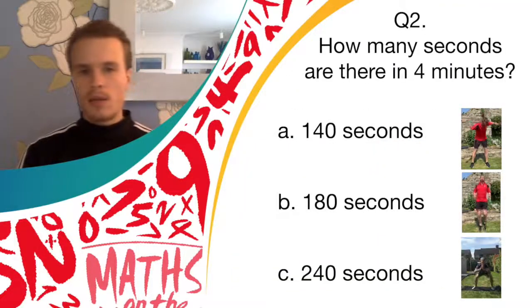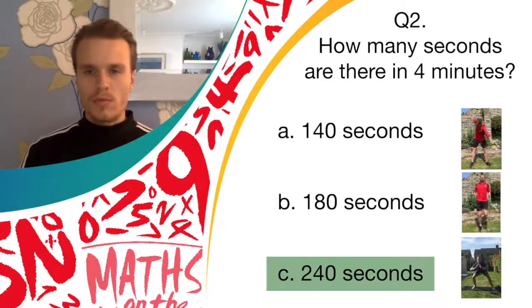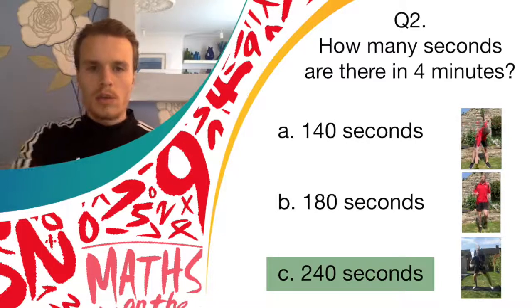Okay, good job guys. The answer was C, 240. So those of you doing donkey kicks, well done. You got yourself a point.